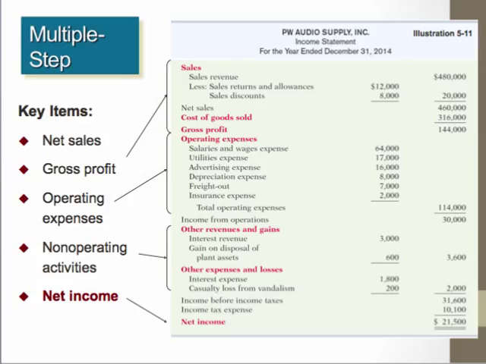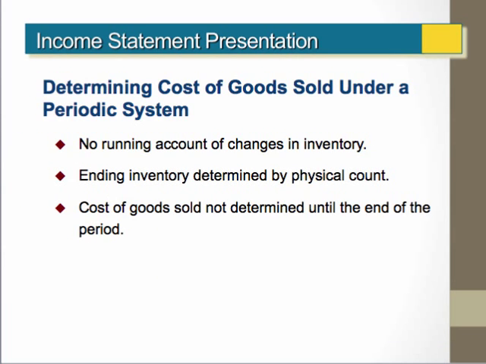Now compare this financial statement to a single-step income statement and we will come up with the same net income value. The difference is the multi-step income statement tells us a lot more information as to what the company has been doing and how well it's doing as a whole.